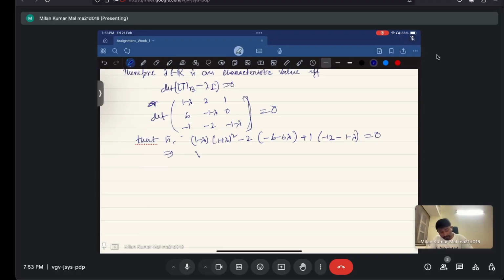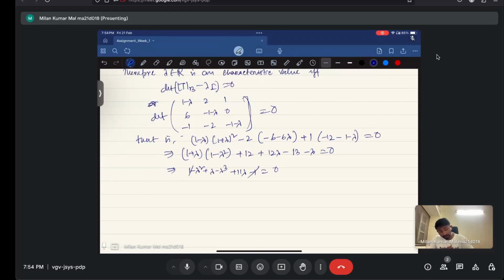Expanding the usual determinant, that is 1 minus lambda times (1 plus lambda) squared minus 2, this will be minus 6 lambda, this is 0, plus 1 times minus 2 minus 1 minus lambda. So that is (lambda plus 1) squared times (1 minus lambda) minus 12 plus 6 lambda. Let's break it: (1 plus lambda)(1 minus lambda) squared plus 12 lambda minus 13, and it will be minus lambda equal to 0.